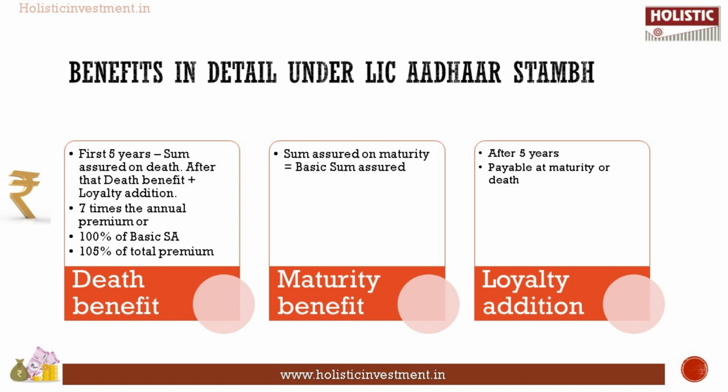Next, maturity benefit. Sum assured on maturity and any applicable loyalty additions will be paid out, where basic sum assured equals sum assured on maturity. Next, loyalty addition. Provided at least 5 full years premium have been paid, then the plan shall be eligible for loyalty addition at the time of maturity or death.